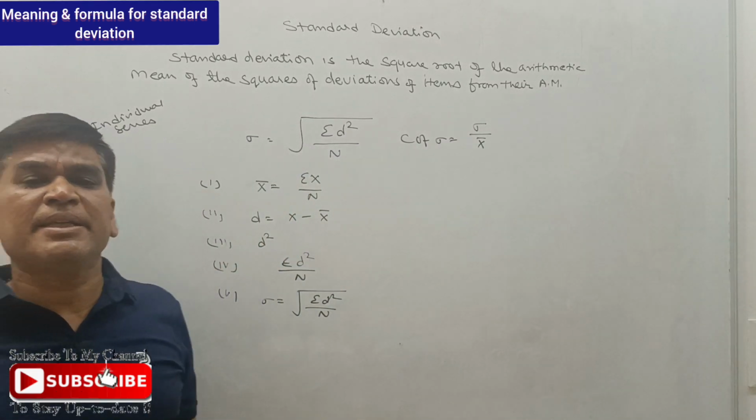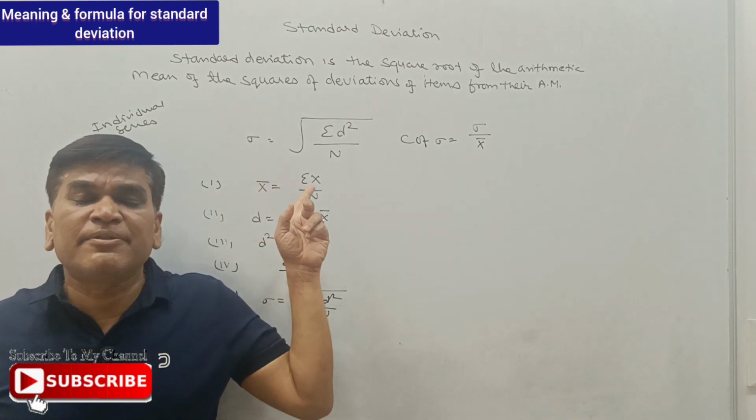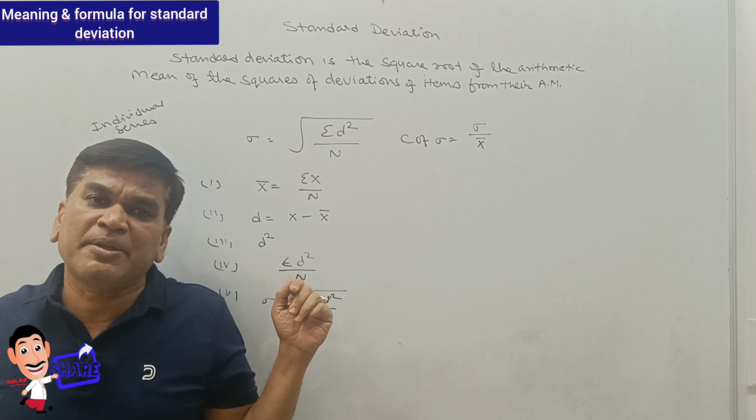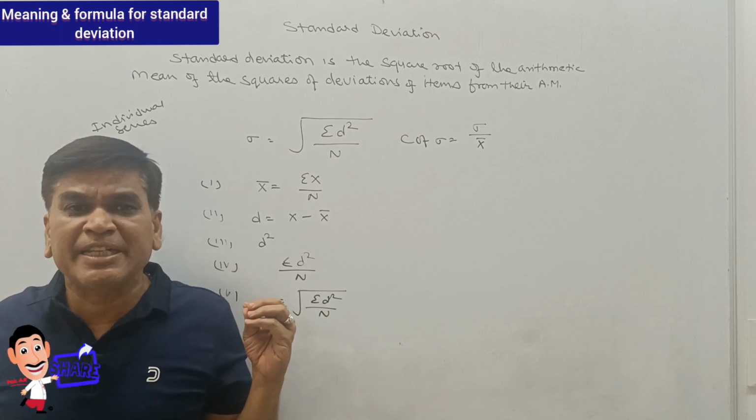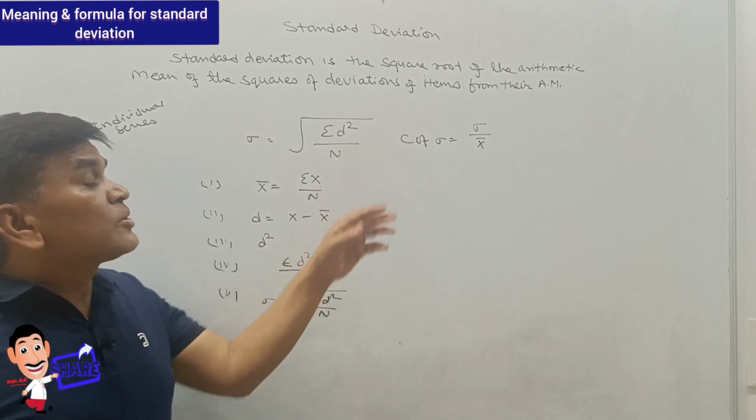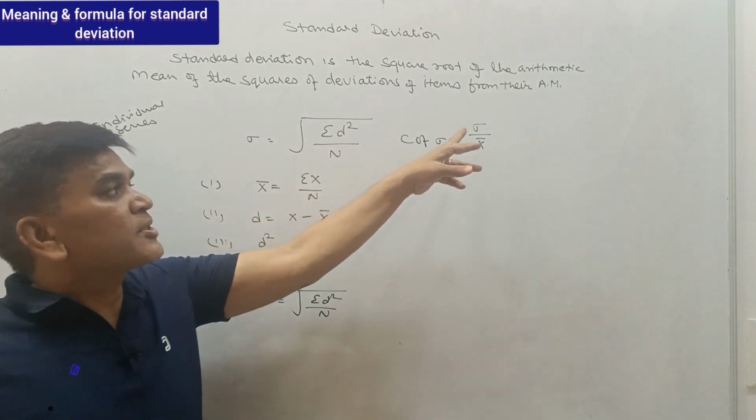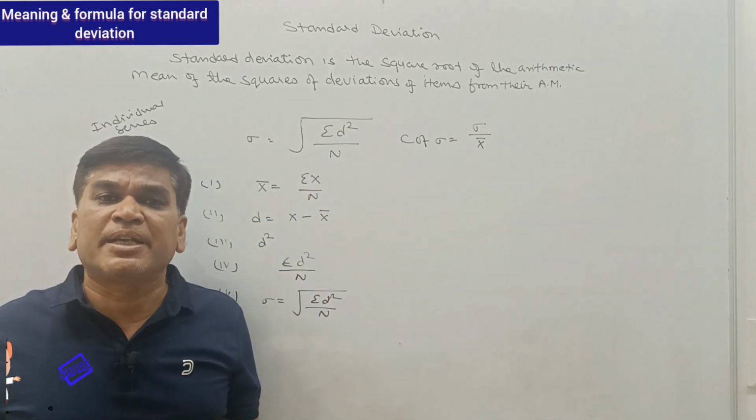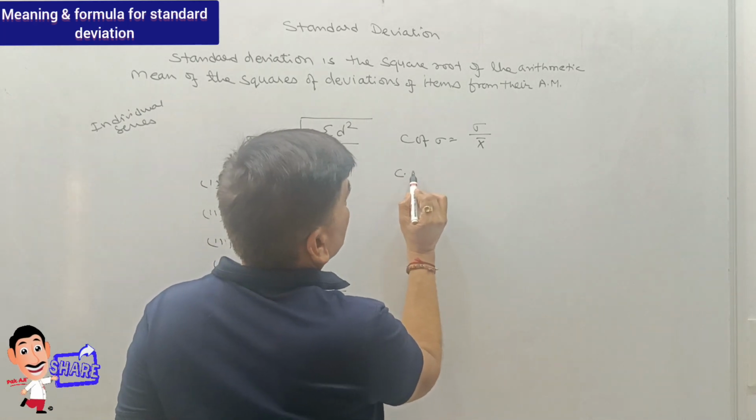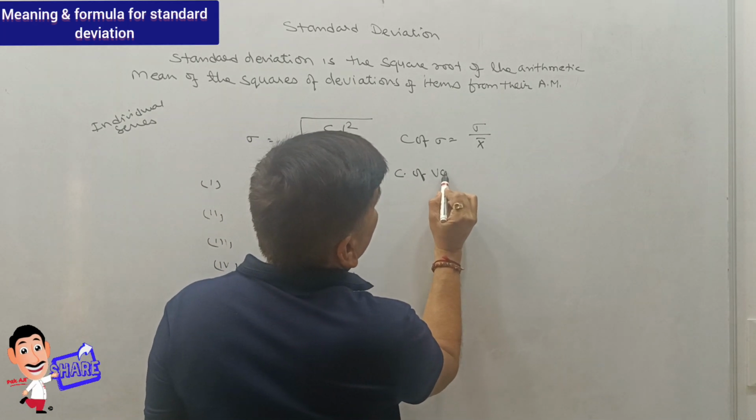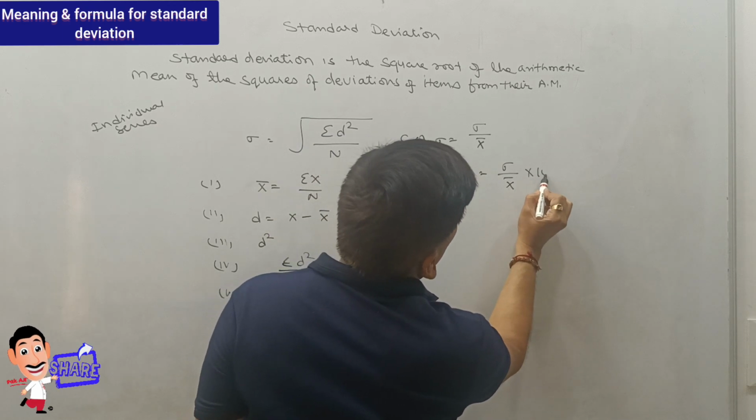Next, coefficient of standard deviation, that is standard deviation divided by x bar. This standard deviation is the absolute measurement of dispersion, that is under root sigma d square divided by n. If we want to compare two series, then we want a relative measurement of dispersion. So that will be the coefficient of standard deviation, that is standard deviation divided by arithmetic mean, and C of V, coefficient of variation, that is standard deviation divided by x bar multiplied by 100.